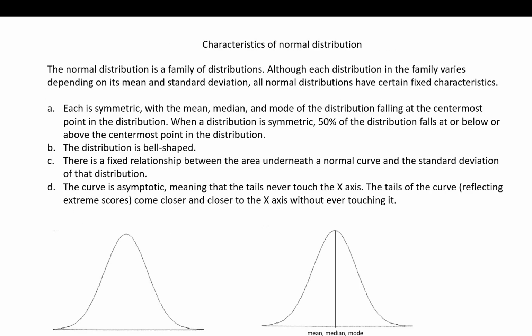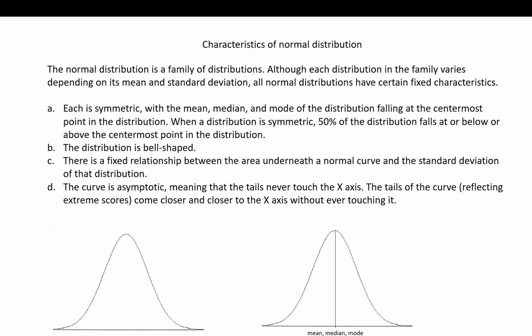So what are the characteristics of the normal distribution? The normal distribution first is a family of distributions, and although each distribution in the family varies depending on its mean and standard deviation, all normal distributions have certain fixed characteristics. A, each distribution is symmetric, with the mean, median, and mode of the distribution falling at the centermost point in the distribution. So when a distribution is symmetric, you'll notice that 50% of the distribution will fall at or below the centermost point in the distribution. The remaining 50% obviously is falling above.